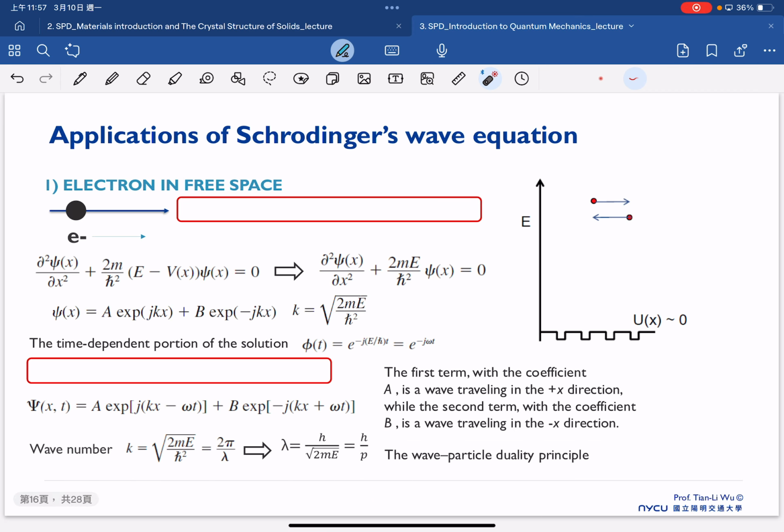So finally, we have enough background information and mathematical knowledge. Now we will start to apply the wave equation to the cases that we have described before. The first case is an electron in free space. In free space, that means E and Vx are constant, and also approach 0. This is V. So that's the free space. Once we have this assumption, this will approach 0, and therefore our wave equation can be simplified to this case.